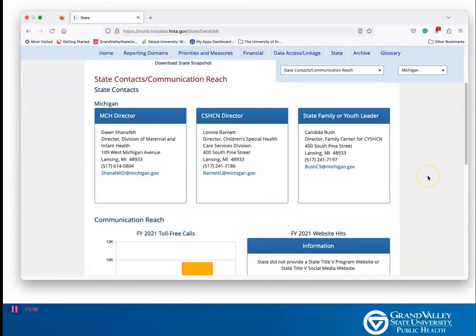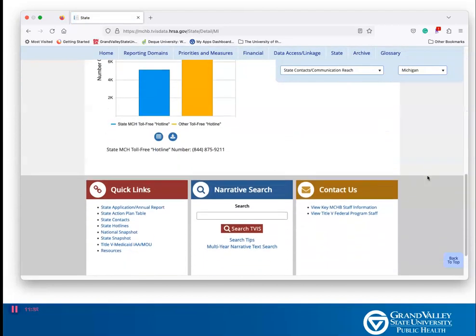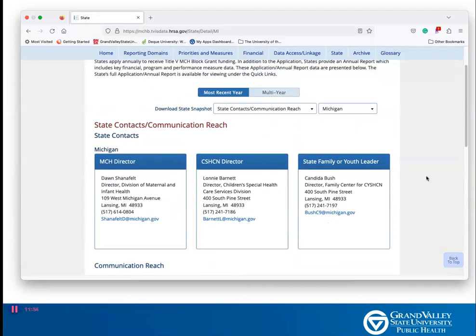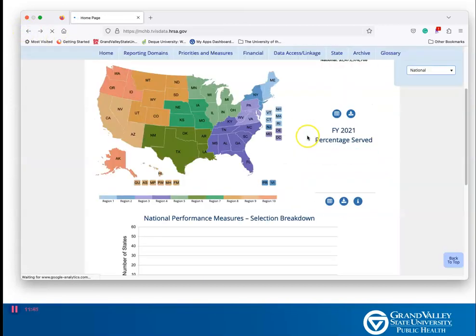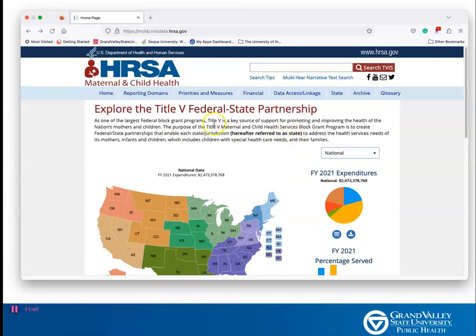here you go. We could be here for hours just looking at information. But the fact remains that there's information out here, and if you get a chance, go through it and learn about it. It's a key source of supporting, promoting, and improving the health of women and children, or mothers and children. So anyway, that's something to take a look at and explore.